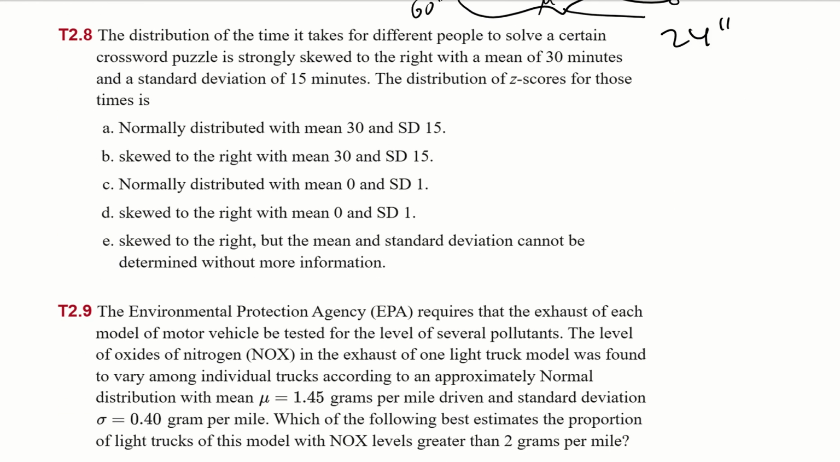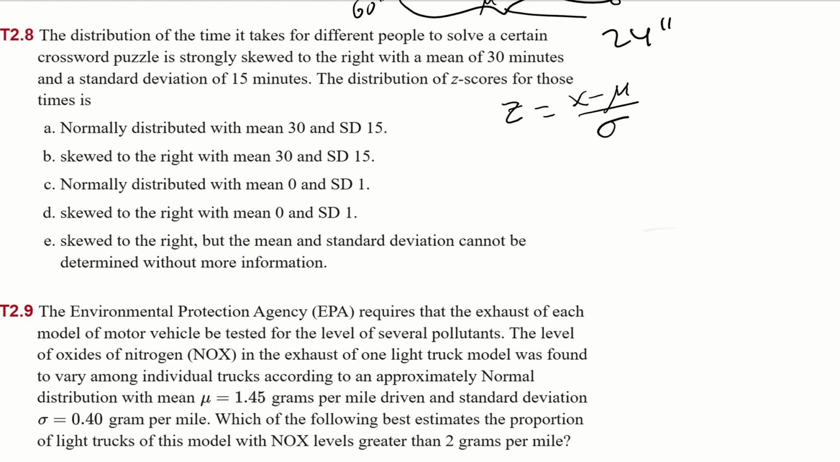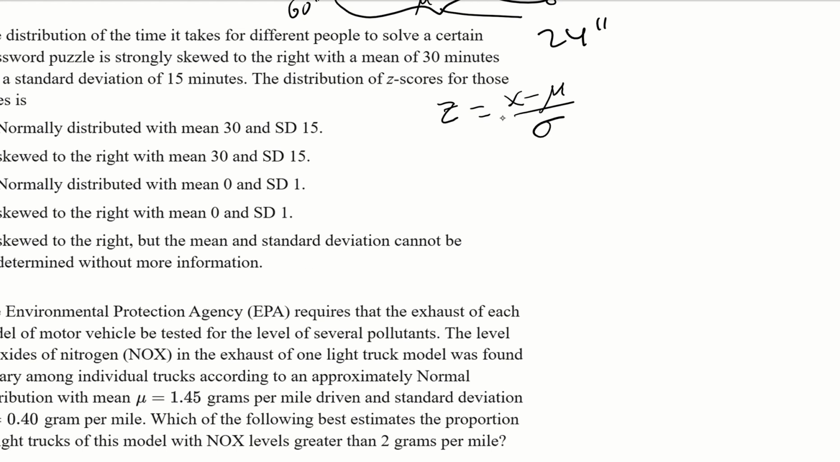All right, so 2.8, the distribution of the time it takes for different people to solve a certain crossword puzzle is strongly skewed to the right, with a mean of 30 minutes and a standard deviation of 15 minutes. The distribution of z-scores for those times is, all right, so they got some options here. Okay, so now remember that to calculate the z-score, you would do the x minus the mean divided by the standard deviation, right?